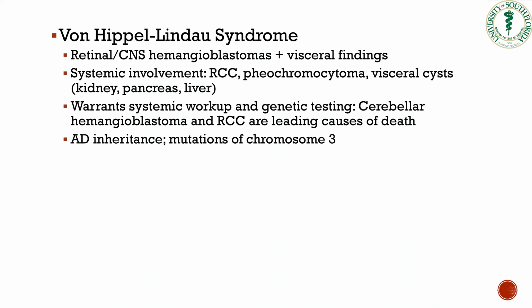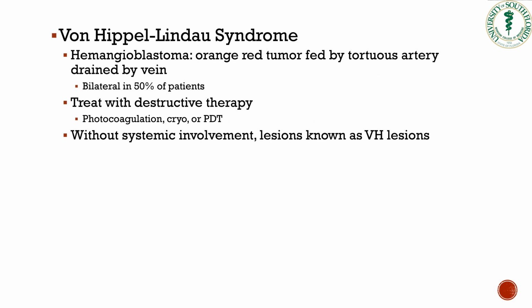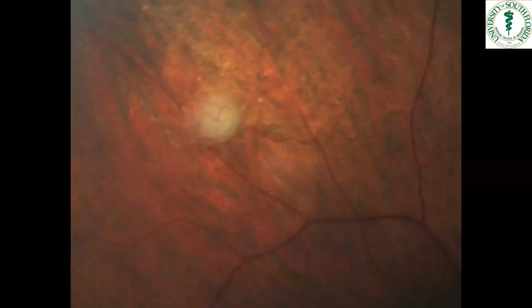We talked about the autosomal dominant inheritance, and these are mutations of chromosome 3. I always remember 3 because of the 3 names, if that's helpful. The hemangioblastomas are the orange-red tumors that are fed by the artery and drained by the vein. It can be bilateral in 50% of these patients. They can be treated with PDT, cryo, or photocoagulation, and they're typically known as von Hippel lesions without any systemic involvement. This is a picture of your character. This is a hemangioblastoma with both the artery and vein coming in and exiting out of it.